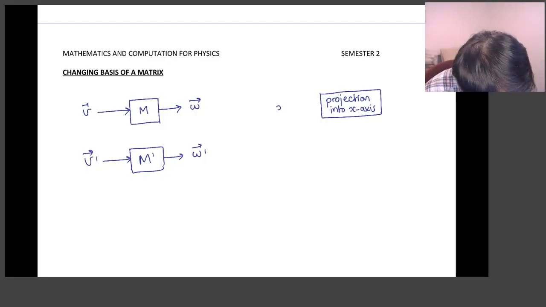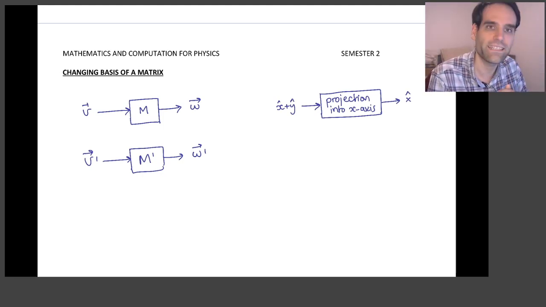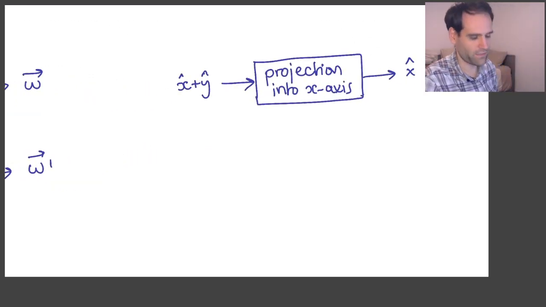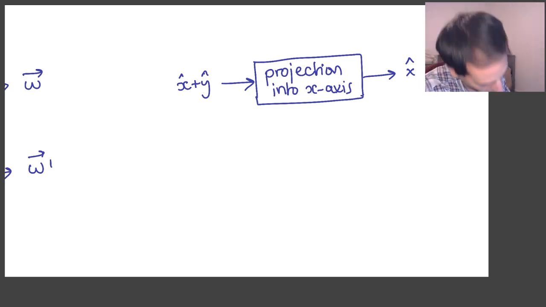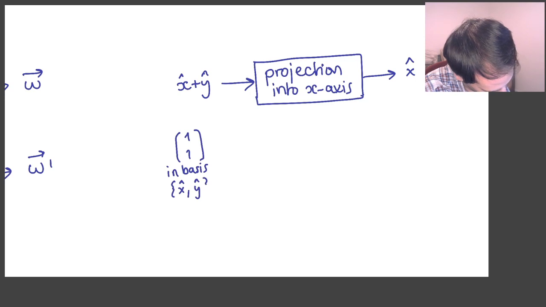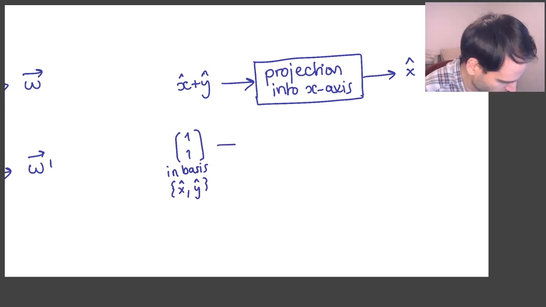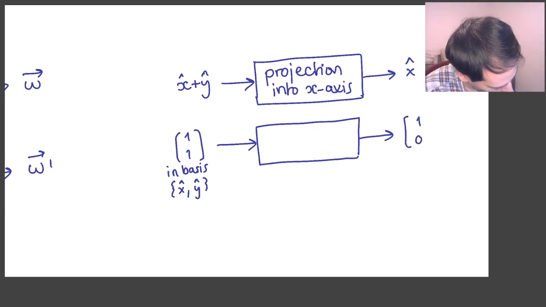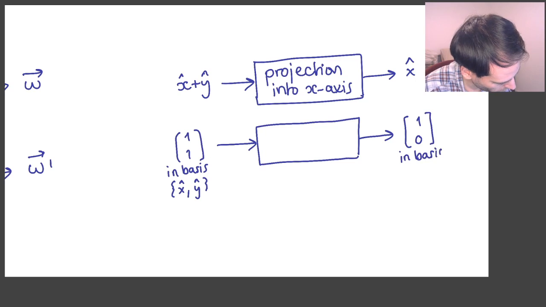So let's write it down. If we have the vector x hat plus y hat coming in, the vector coming out will be the vector x hat, the projection onto the x-axis. Excellent. Now, let's write these vectors as column vectors in a certain basis. For example, we could write the vector x hat plus y hat as the vector 1, 1 in the basis x hat, y hat, right? That's what we have been doing all of the time. And this means that this vector 1, 1 is going into this linear transformation and it's coming out of the projection as the vector 1, 0 in the basis x hat, y hat.